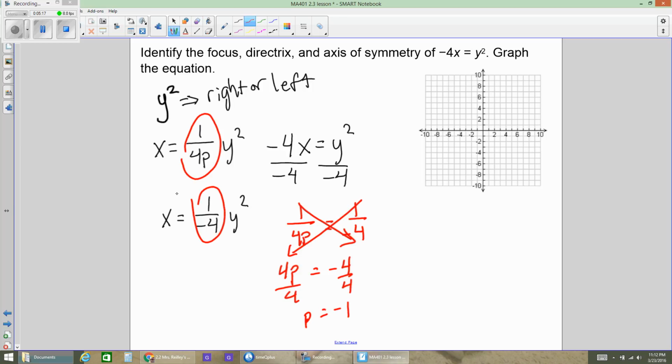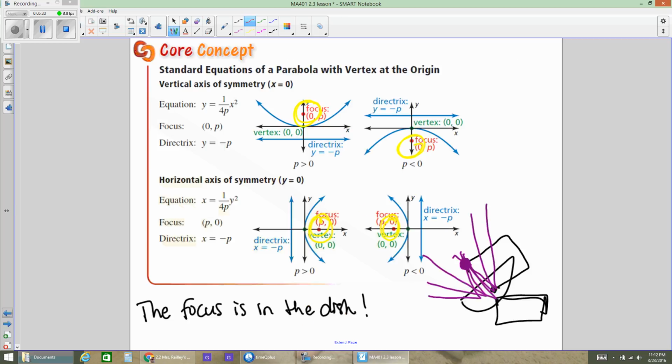All the way back at this first step over here, could you have identified that it was negative 1? Probably, but I'm just showing you how we got there. So P is negative 1. Well, why is P important? Let's go back here for just a minute. Let me grab my eraser. P is actually representative of the distance between the focus and the vertex. See that? P is the distance.